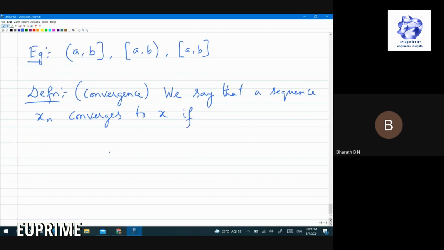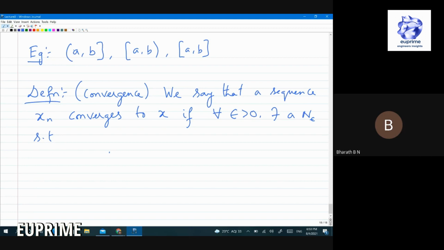you take any room, right? If for every epsilon greater than 0, so epsilon is your room size, right? There exists n epsilon, right? That is your stage, beyond which all the sequence terms will be inside. There exists an n epsilon such that the terms beyond that stage will always remain within the epsilon room.